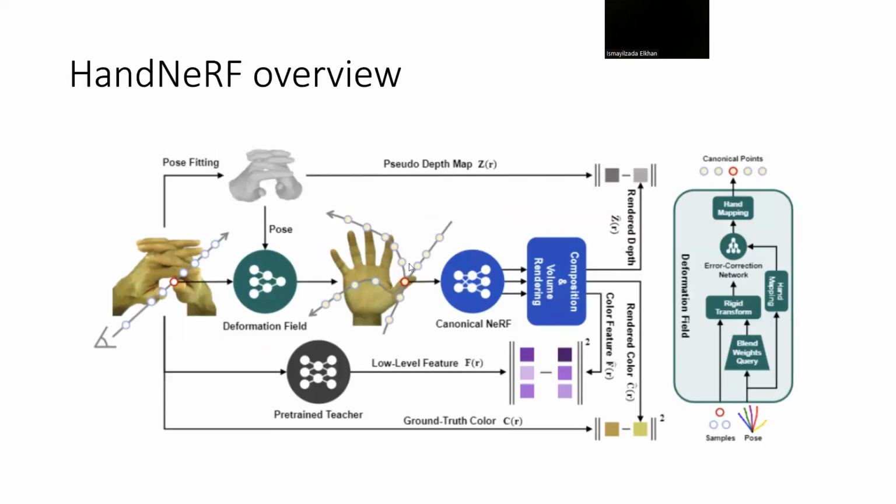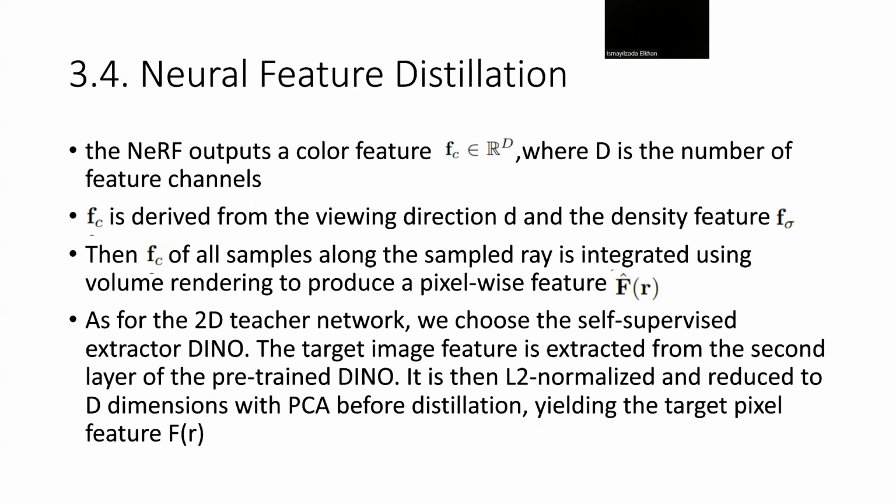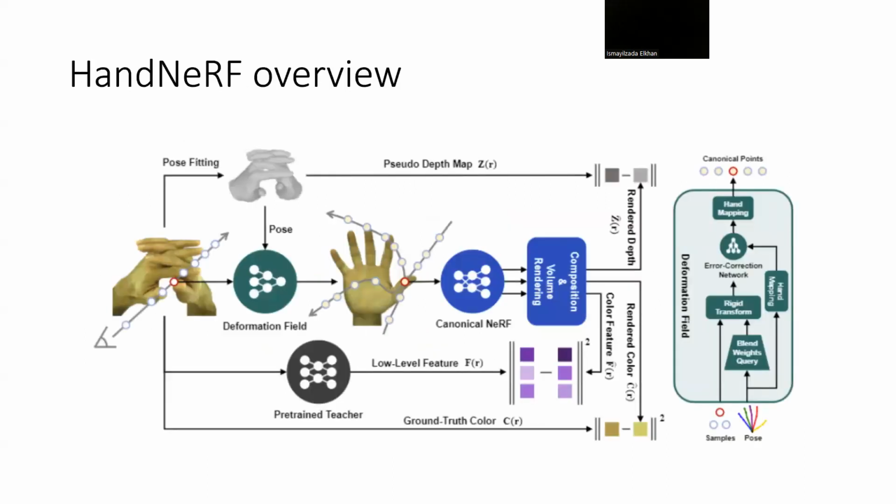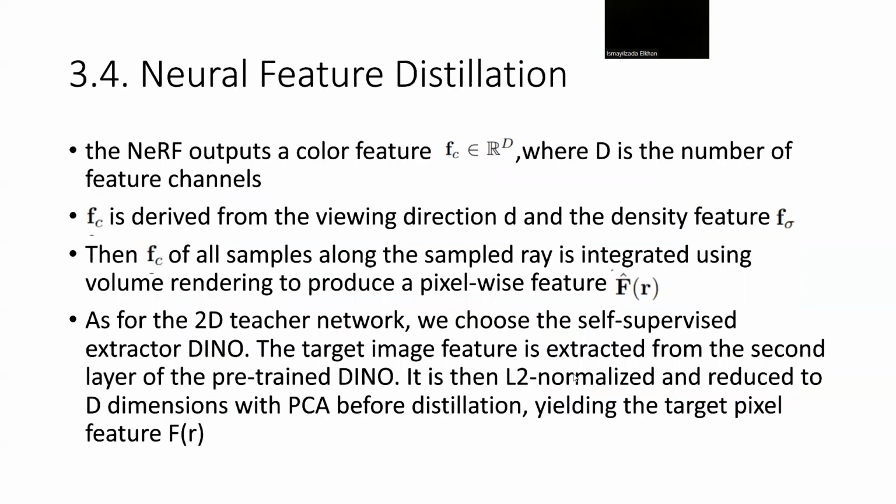Up next would be neural feature distillation. That would be this part over here, where the ground truth is generated from a pre-trained teacher. And this color feature, let's get into it.